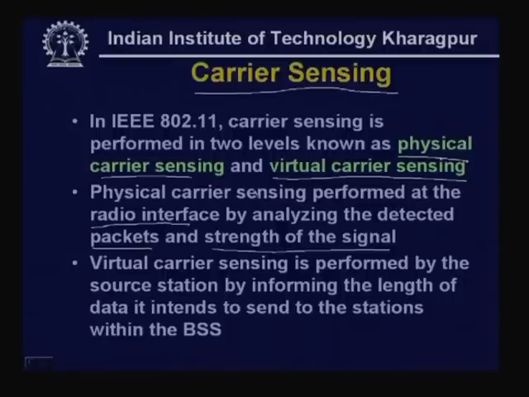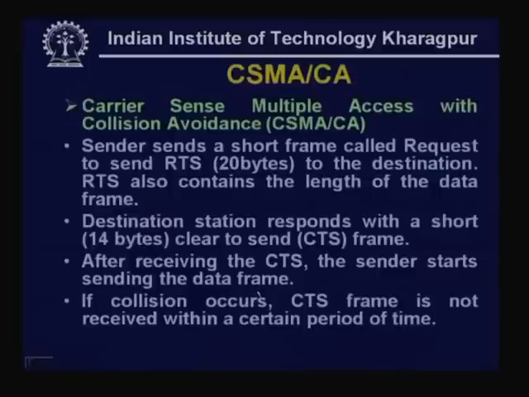Another alternative for carrier sensing or detecting collision is virtual carrier sensing, which is performed by the source station by informing the length of the data it intends to send to the stations within the basic service set. This is actually related to this protocol. As you have seen, whenever the request to send frame is sent, as part of that the length of data is also mentioned. That means whenever the clear to send signal is generated, all the stations will withdraw except the destination station, and all other stations know the length of the data. Obviously, for that duration all the stations will not generate any data.